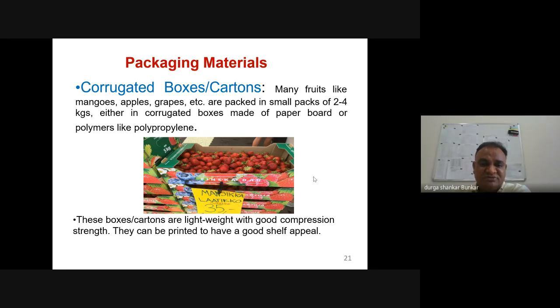And there are also corrugated boxes or cartons that may be used for different fruits. Many fruits like mangoes, apples, grapes, etc. are packed in small packs of 2 to 3 kg, either in corrugated boxes made of paperboard or a polymer like polypropylene. So the most suitable, or we can say comfortable.